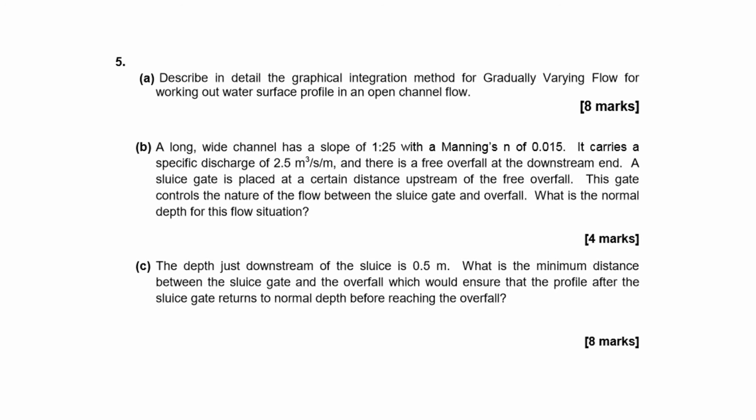Part B and C is where you need to do the analytical work. Part B is giving you the parameters. It's saying you've got a bed slope of 1 in 25, Manning's n of 0.015, carries a discharge of 2.5 meters cubed per second per meter, and there's a sluice gate which controls the flow, and the question is asking you what is the normal depth for the flow situation. So part B is only asking you to work out the normal depth. So let's do that first.